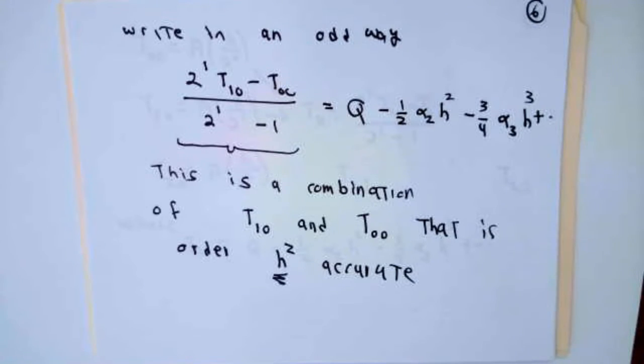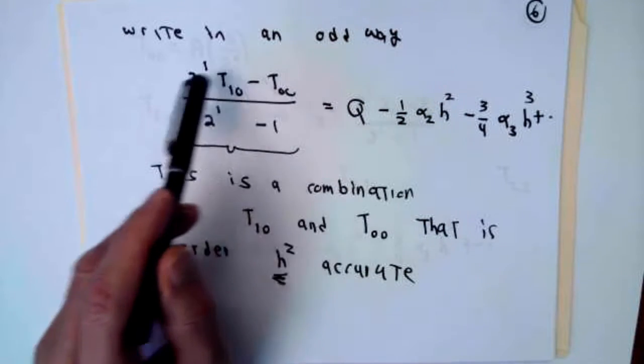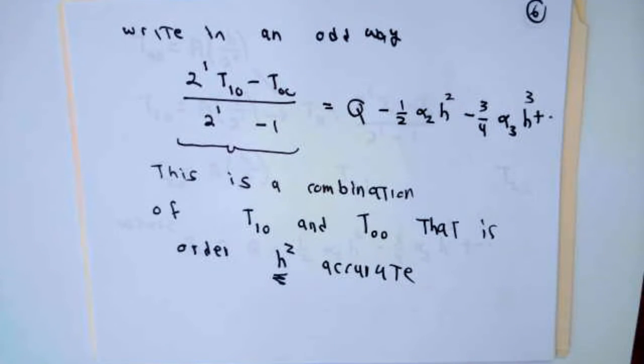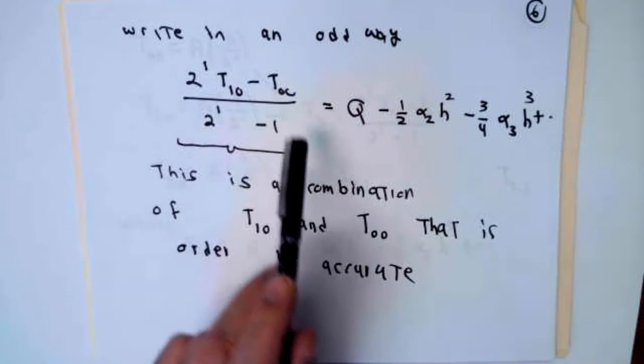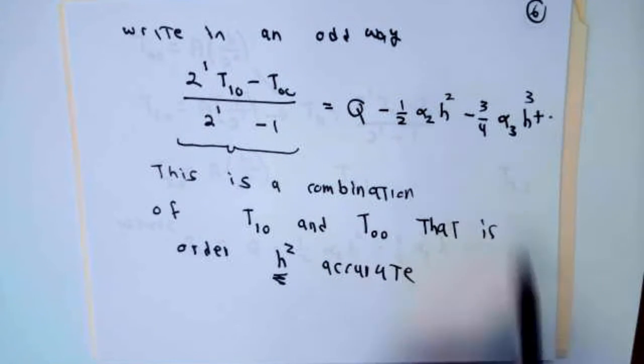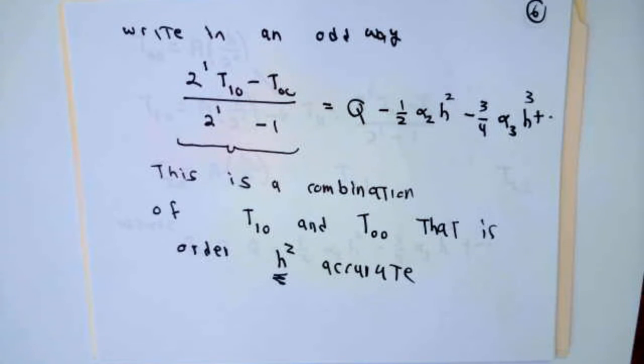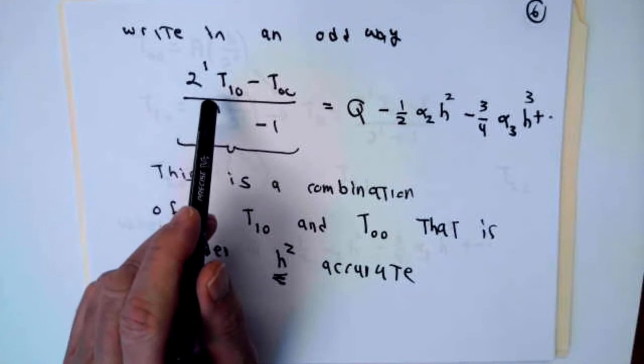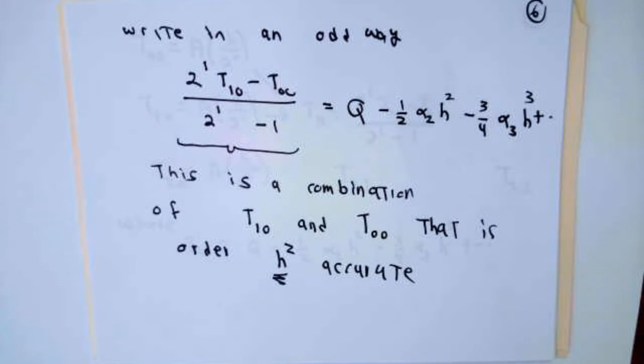2 to the first power minus 1 is just 1. So I can write my result this way, although it looks rather odd. This quantity is the true value that I'm looking for, minus a power series that starts off with minus 1/2 alpha 2 H squared. This combination is what I'm going to call T11, and it's more accurate, generally speaking, than any of the numbers in column 0 were.